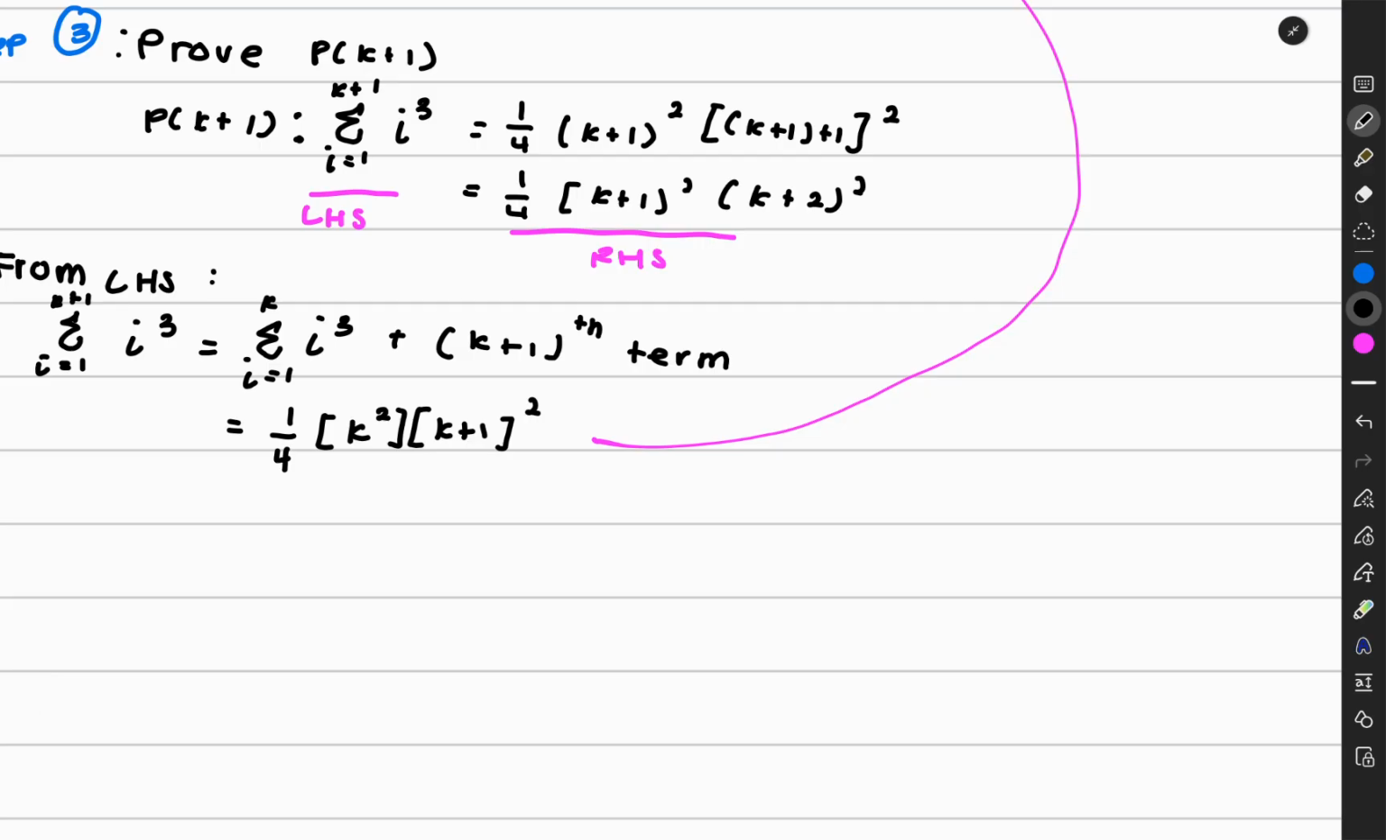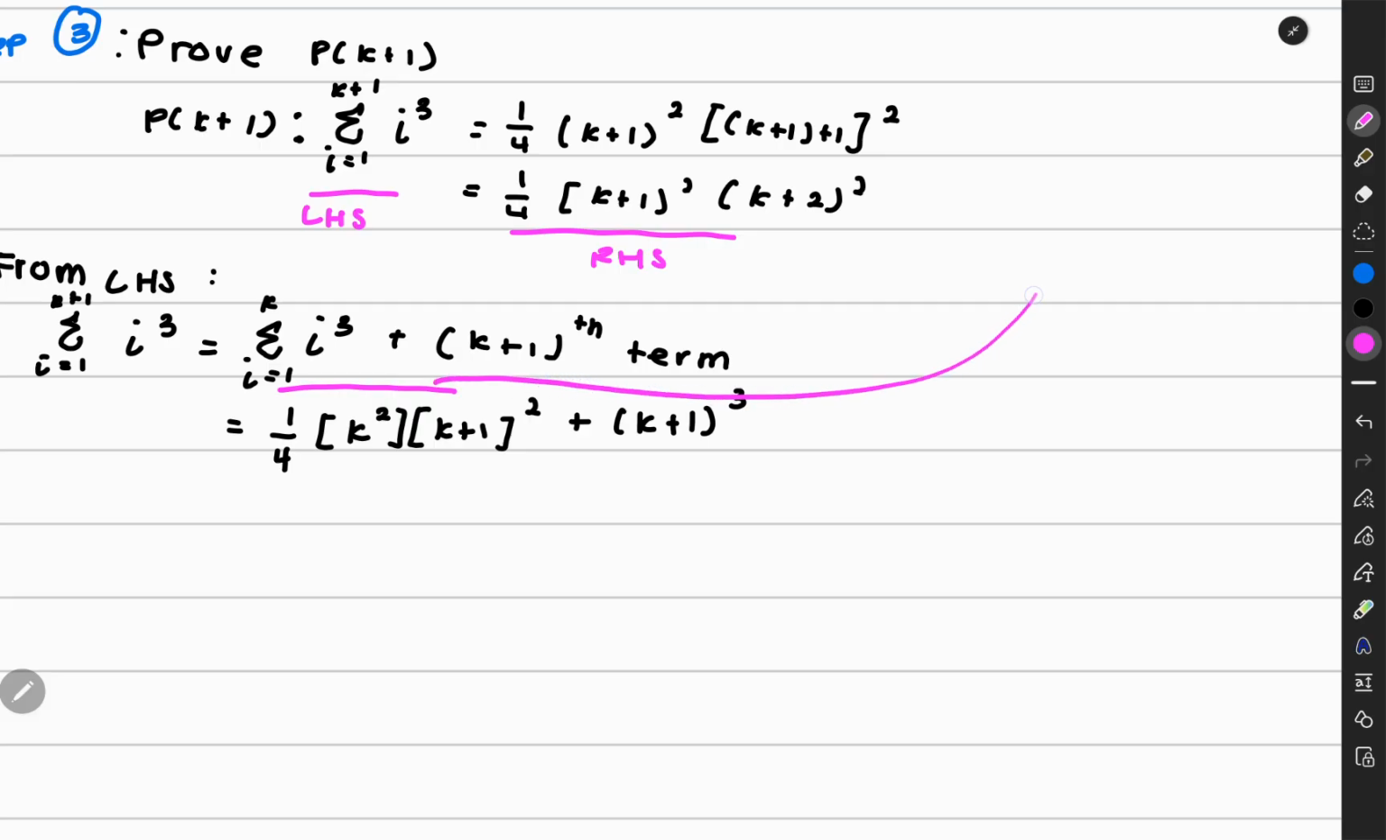What did I mention earlier? If the first term is 1 cubed, the second term is 2 cubed, the kth term is k cubed. So the k plus 1 term is k plus 1 to the power of 3. Now put in your k plus 1 term, k plus 1 to the power of 3. This is where you need your algebra expertise to make sure it equals the right-hand side of P of k plus 1.